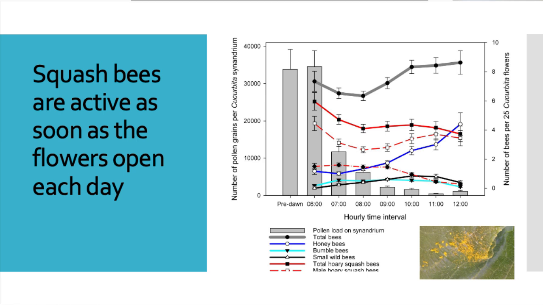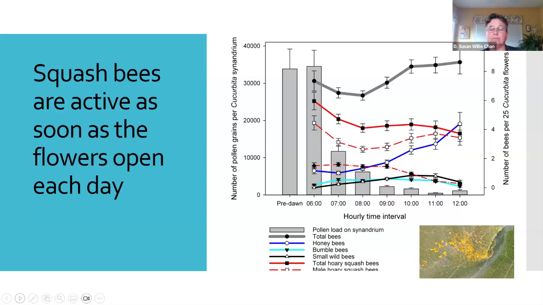If you look at the honeybee line, which is the blue line, you see that they're present in very, very low numbers when pollen is at high abundance, and their numbers increase over the day. So what this tells me is that honeybees are there not for pollen, but for nectar. And then bumblebees are kind of there in low levels across the whole time.